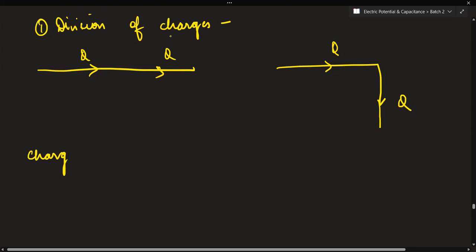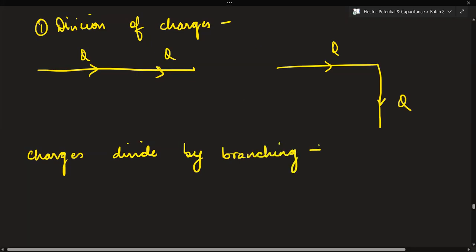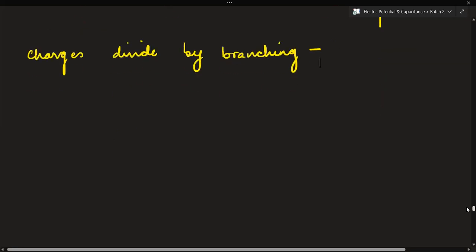See, whatever you're studying for charge, you will be studying it for current. So charges divide by branching. Charges divide by branching. For example, here we had a straight single wire. Now this is wire, it has divided into two equal parts. Let's say not even equal. We don't know whether it is equal or it is unequal.